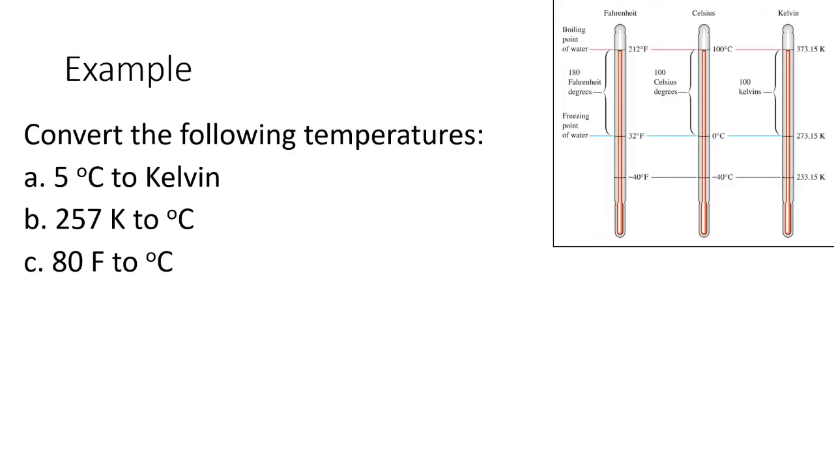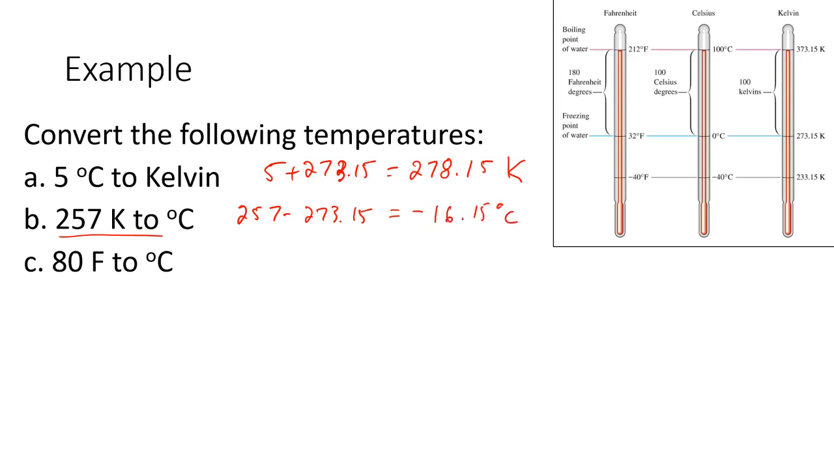Okay, so if we're asked to convert some measurements, 5 degrees Celsius to Kelvin, to convert to Kelvin, we're really just going to add 273.15. So 5 degrees Celsius in Kelvin would be 278.15 Kelvin. Okay, for converting from Kelvin to degrees Celsius, we just go the opposite direction and subtract 273.15.